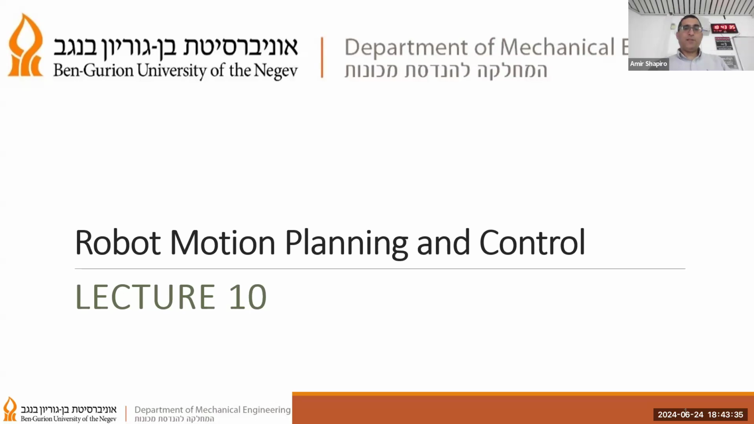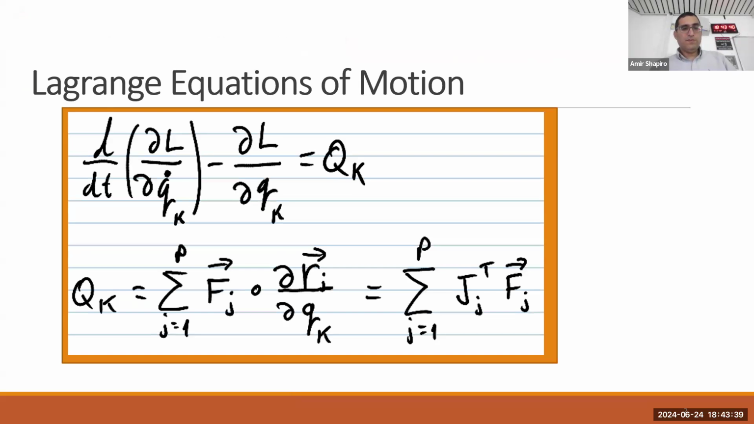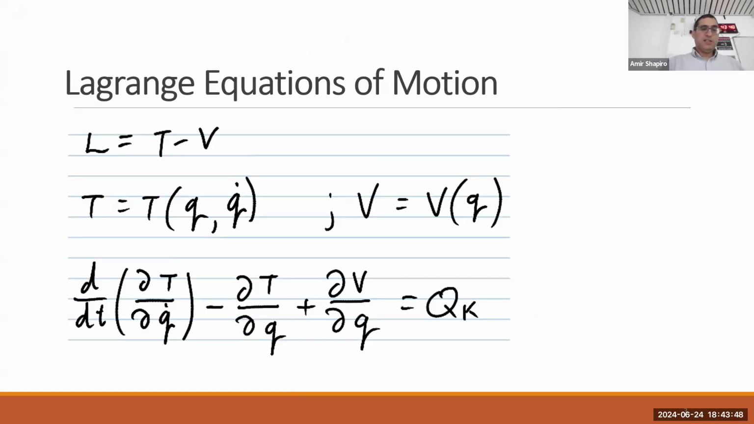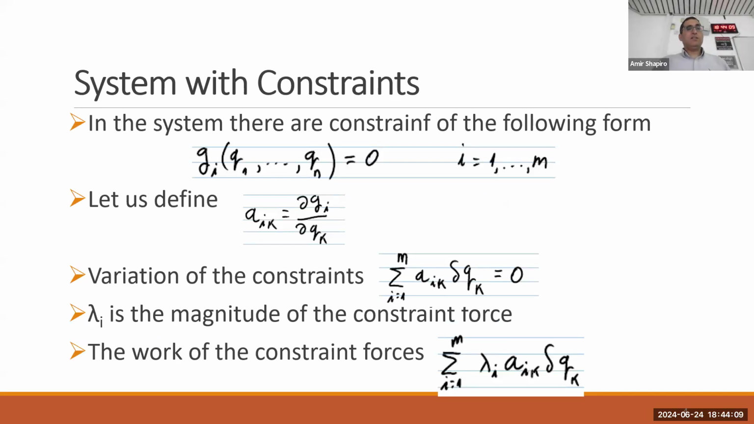So we go to the next part, which is the control. Yes, those are the Lagrange equations of motion and the dynamics. And we got here the external forces. And before we get to the control, we will talk about systems with constraints. So say we have a dynamical system, but we have a constraint equation on the configuration parameter. So say we have a function g of q, which is zero. This is a type of constraint.